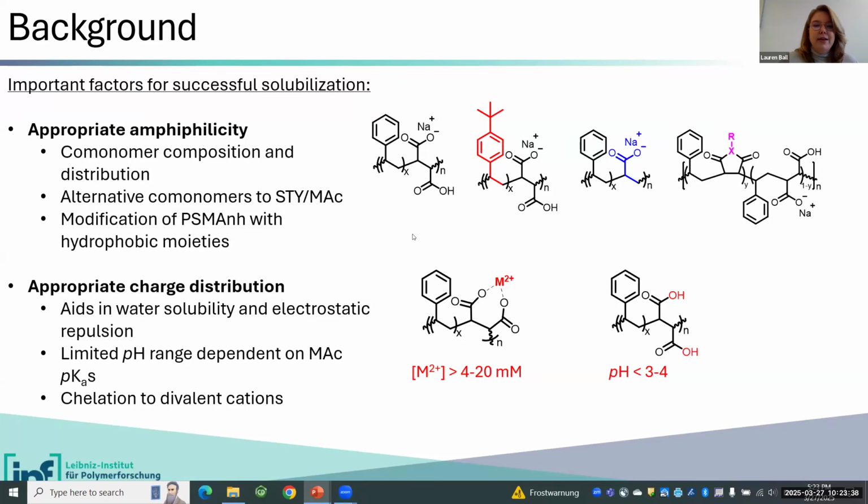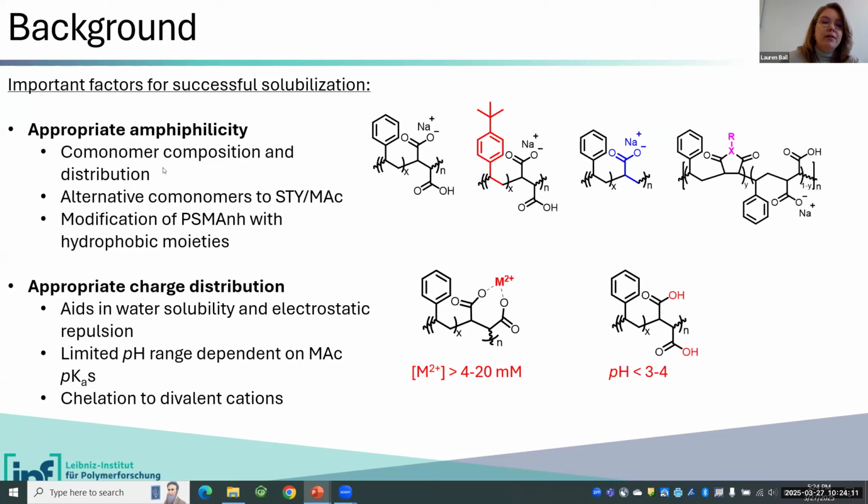So Alice has already touched on some limitations of the SMA type copolymers, but there's a couple of factors that are necessary for successful solubilization in most cases. One of the major factors being appropriate amphiphilicity of the copolymer, and this is achieved in a number of ways where you can have variable comonomer composition, where this can be SMA 2000 with a 2:1 styrene, or you can go to alternating SMA 1:1, which we know doesn't work so great.